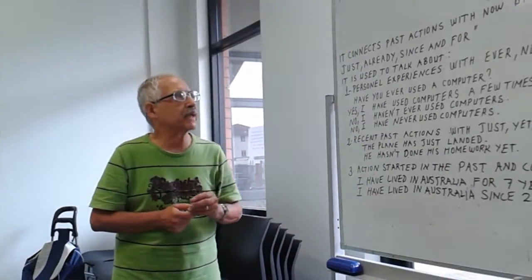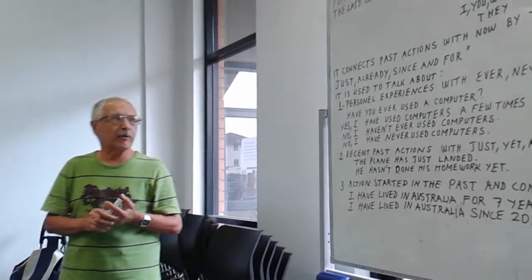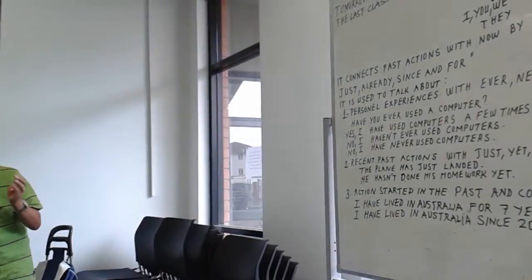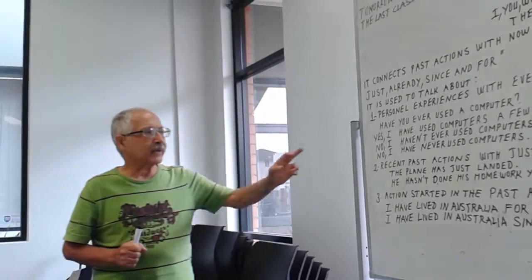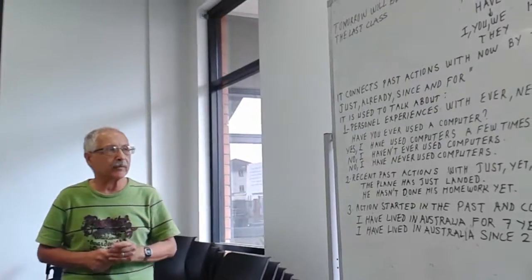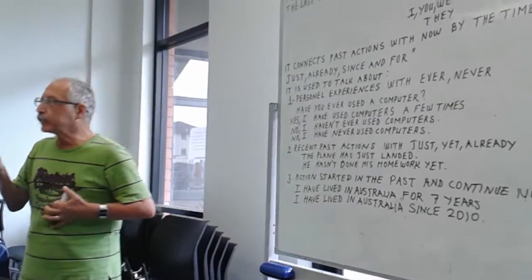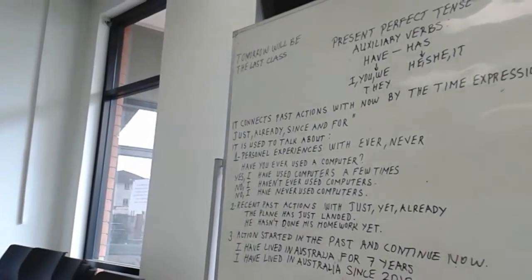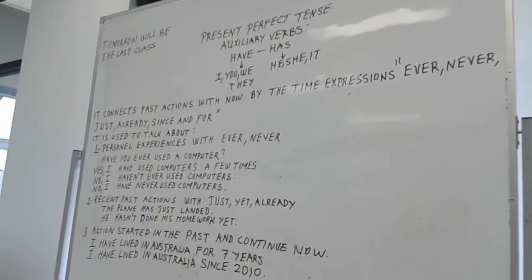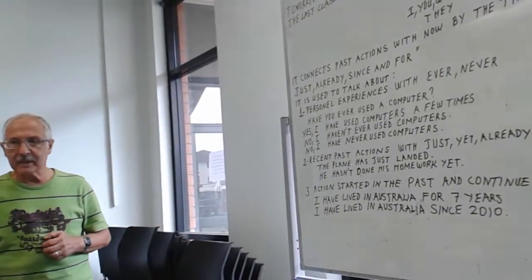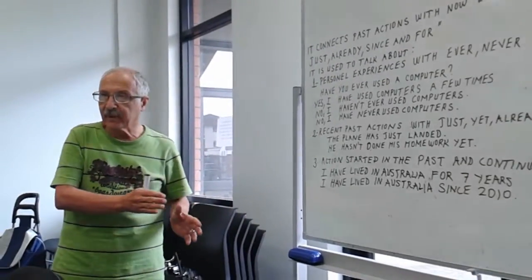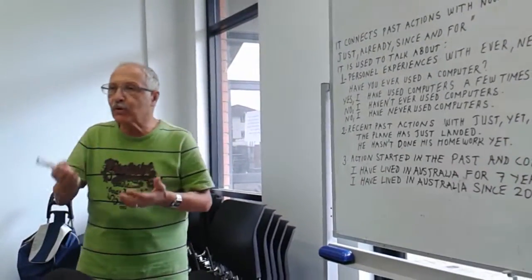When do we use present perfect tense? We use it to talk about personal experiences by using ever and never. If you look at this example, have you ever used a computer? In this group, the important thing is whether we do something in our life or not. When we do it is not important. Whether we do or not is important. Have you ever used a computer? It means in your life, before now, did you use a computer?